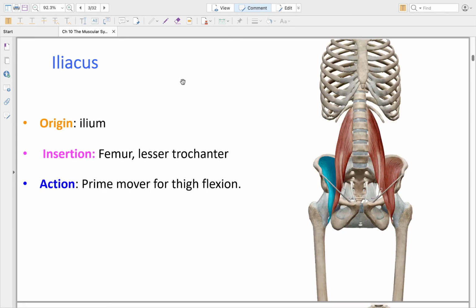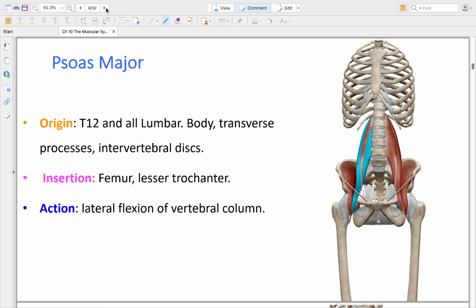And the first muscle we're going to learn today is called iliacus. And you can see it's highlighted here in blue. Okay, and it lays on the ilium. So the origin is the ilium, and then it inserts into the lesser trochanter of the femur. Its primary action is thigh flexion, and it's actually a prime mover in flexing your thighs. That's iliacus.